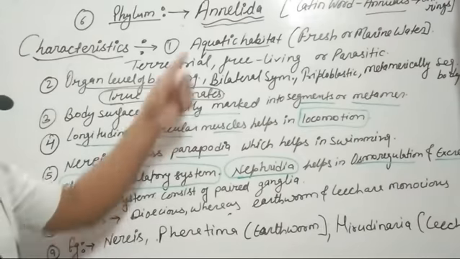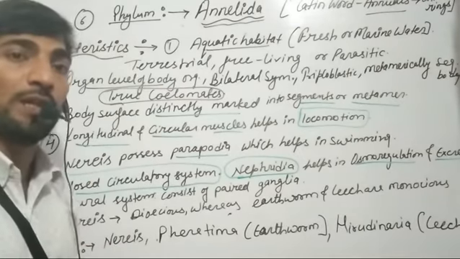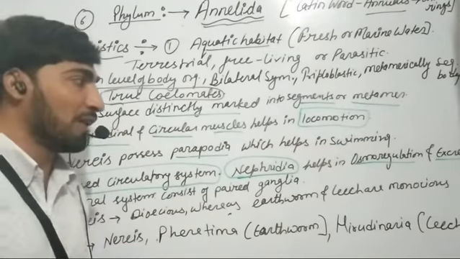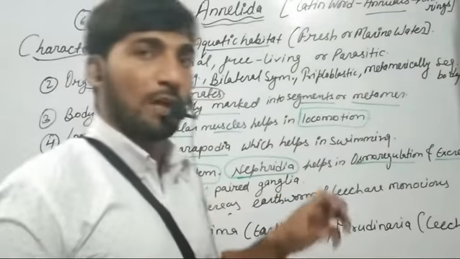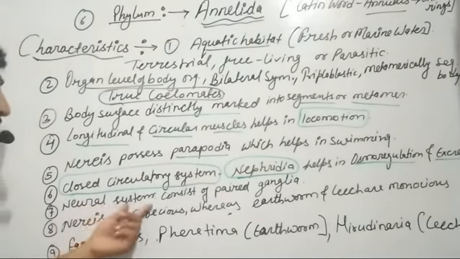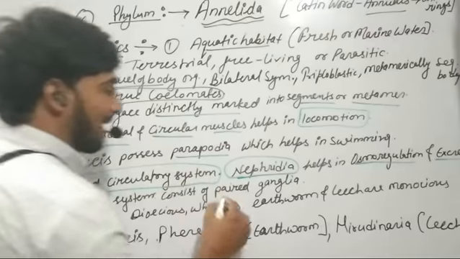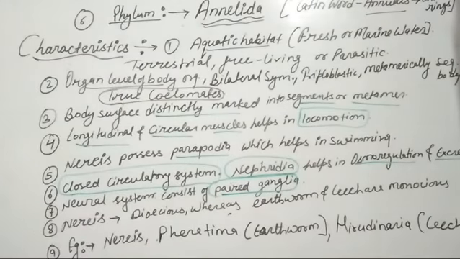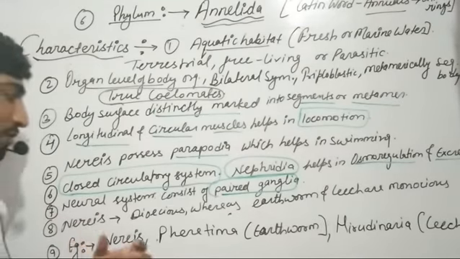Further, the organisms belonging to the annelids have a closed circulatory system. They contain specialized cells in the form of nephridia that help in osmoregulation and excretion, and their neural system consists of paired ganglia. Nereis, an aquatic annelid, is dioecious.